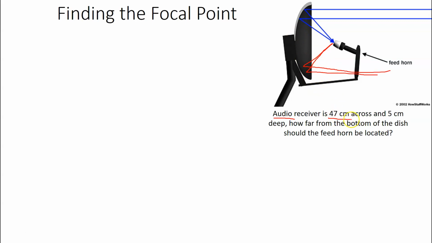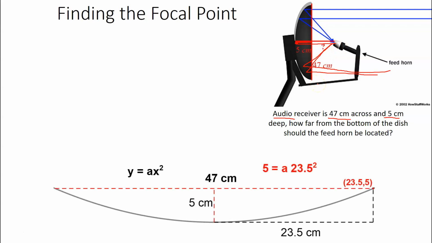It's 47 centimeters across, 5 centimeters deep. Okay, so 5 centimeters deep right here. So what we're talking about is how far from the bottom of the dish, and we'll assume that the vertex is at the bottom of the dish, to where the receiver should be. So really just focal distance is what I'm trying to figure out here. I'm going to redraw this. It's a little bit easier to see here.